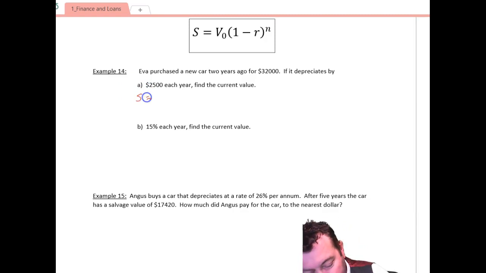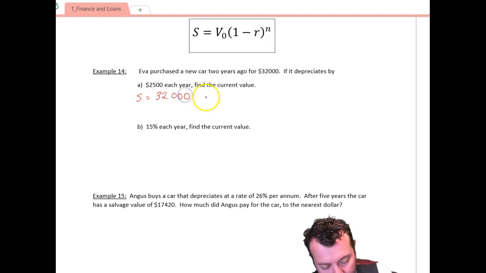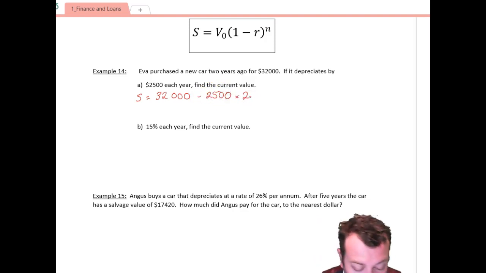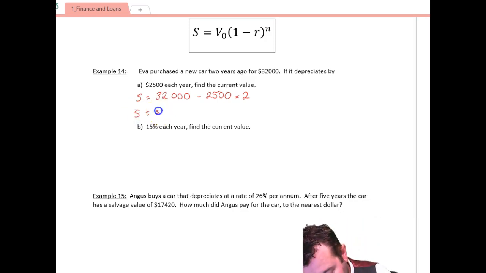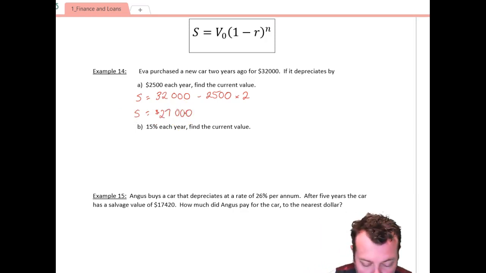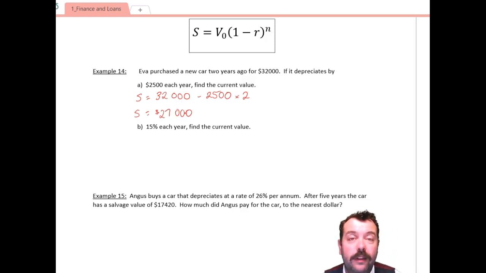Our salvage value is equal to our initial value, 32,000, minus that depreciation amount, 2,500, multiplied by 2 years. I think we can do this in our head because 2 lots of 2,500 is 5,000. 32,000 minus 5,000 is going to be $27,000. There we go. So that's part A.